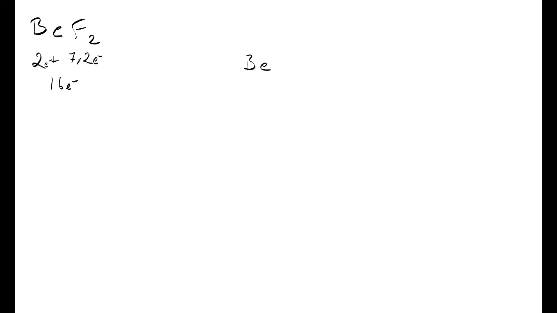So beryllium, fluorine, fluorine. Those 2 bonds use up 4 of our electrons, and we have 12 electrons left over. 1, 2, 3, 4, 5, 6, 7, 8, 9, 10, 11, 12. So that uses up all 12. Total of 0 electrons left. And that is it for beryllium fluoride.